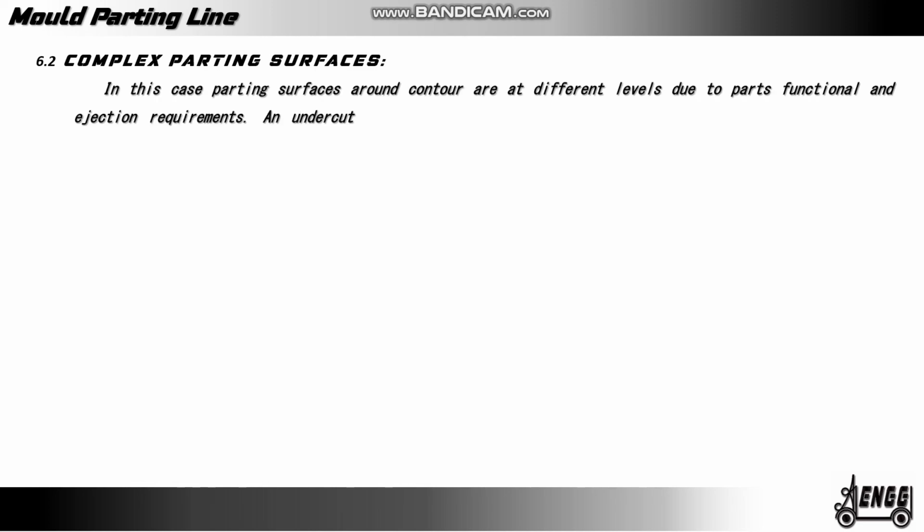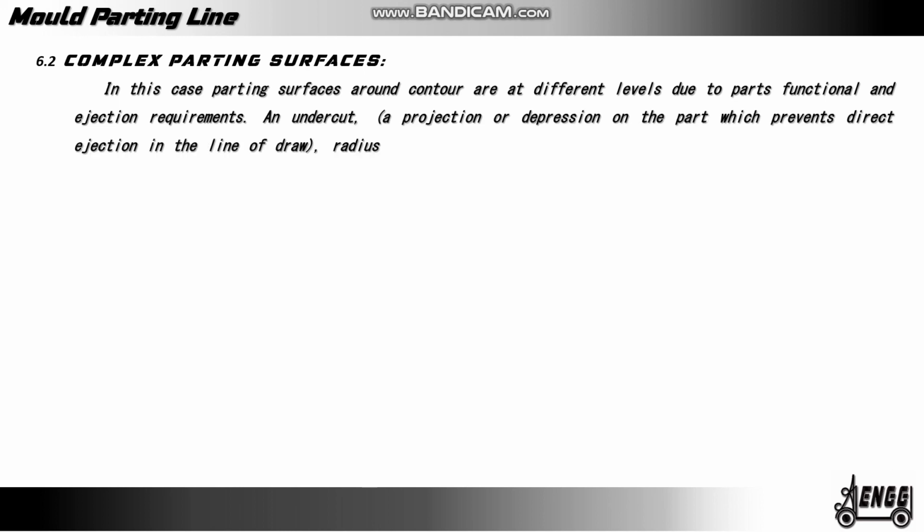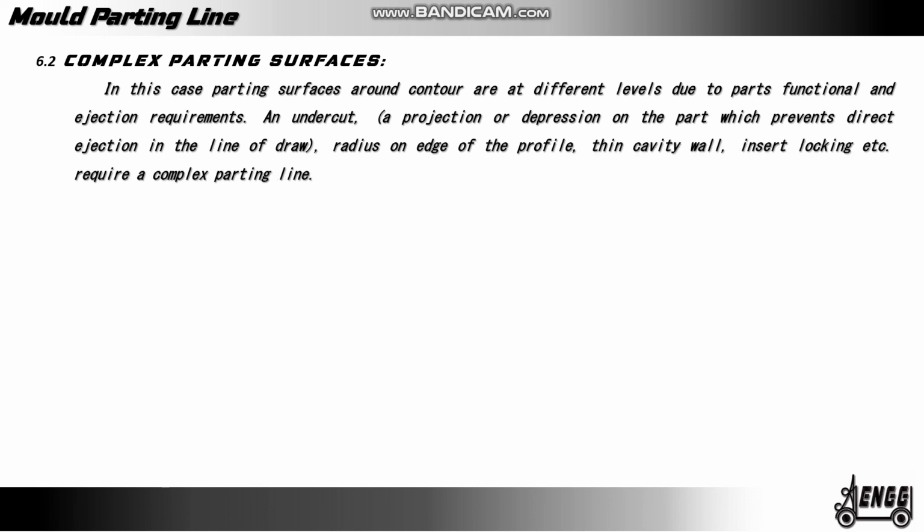Complex parting surfaces. In this case, parting surfaces go around the contour at different levels due to part function and ejection requirement. An undercut, a projection or depression on the part which prevents direct ejection in the line of draw, radius on edge of the profile, thin cavity wall, or insert locking system requires a complex parting line.